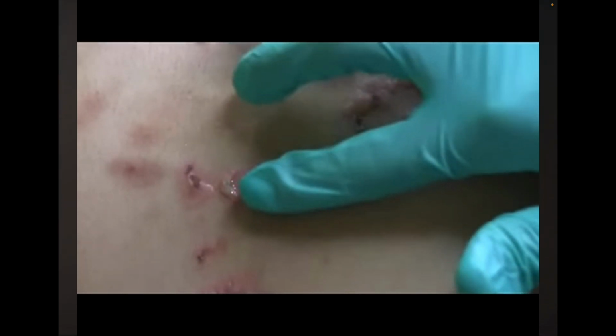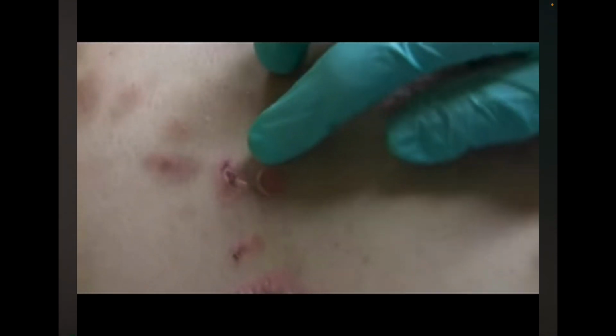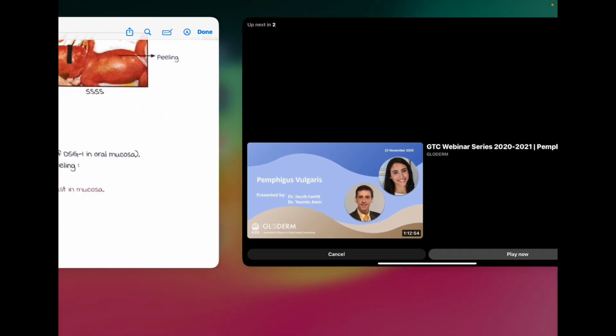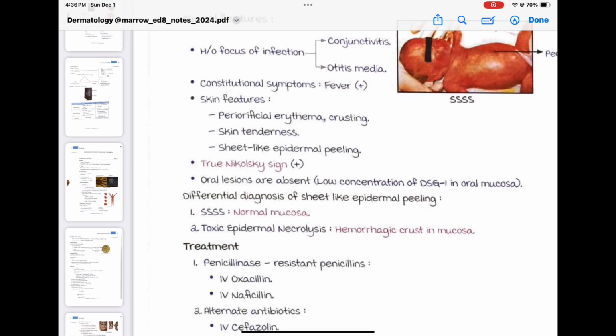The whole point is the skin wouldn't move here if there's no blister because it's nice and attached. But once you have detachment, either in toxic epidermal necrolysis or in pemphigus vulgaris, you see that the skin moves, and that's the Nikolsky sign that I've just demonstrated. So here there will be true Nikolsky sign, so you will be able to move the blister.